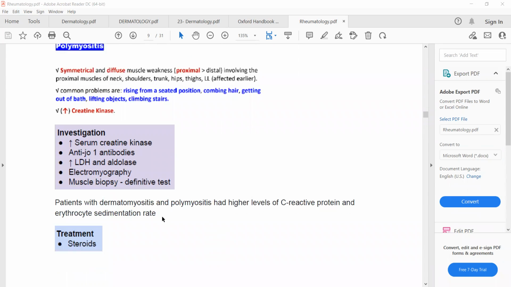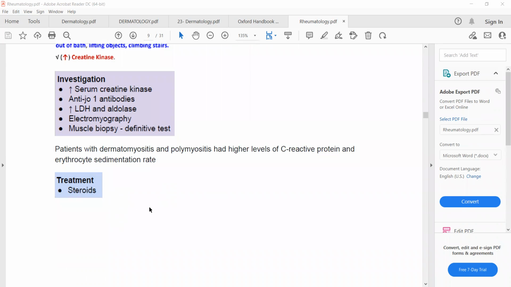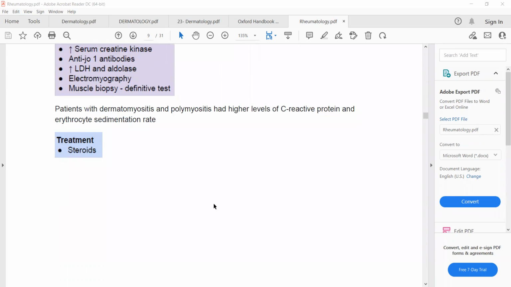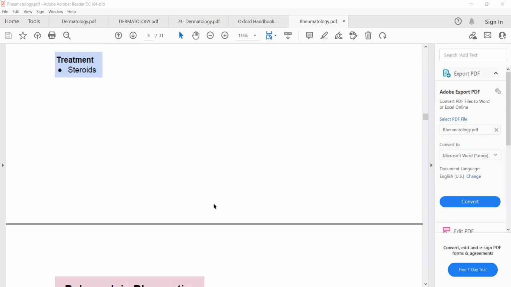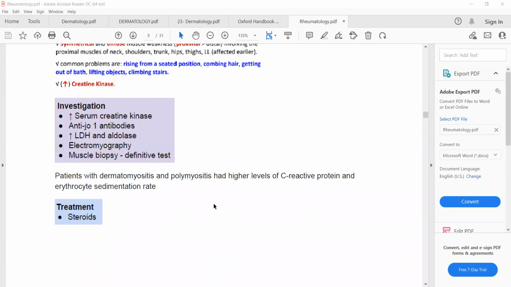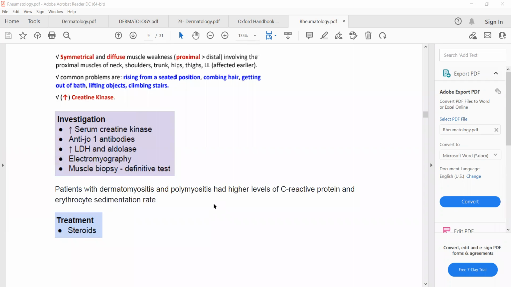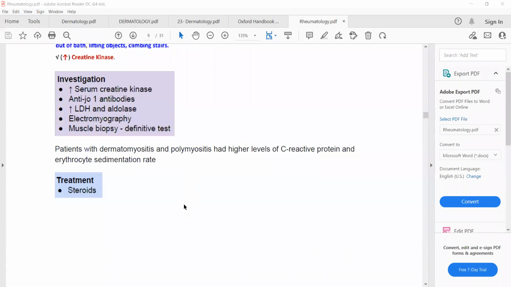Because it is an autoimmune condition, the treatment is steroids. So proximal muscle weakness with increased creatine kinase, your diagnosis will be polymyositis.